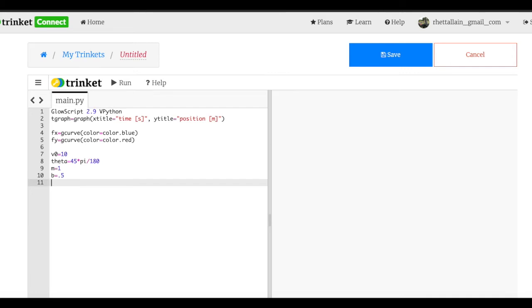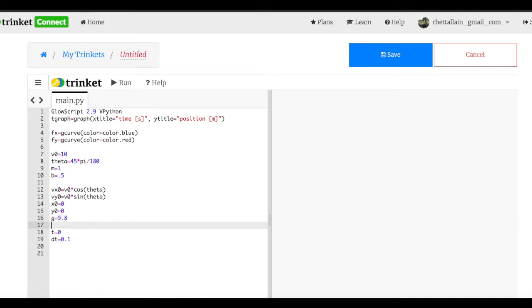I think I'm good. So let's put vx0 equals v0 times the cosine of theta. vy0 equals v0 times sine of theta. I do need t equals 0, dt equals 0.1. It doesn't really matter. I'm not really doing a numerical calculation, so I don't need to break this up into something super small. And let's do, oh, I need y and x too. So x0 equals 0, y0 equals 0. Oh, g equals 9.8.